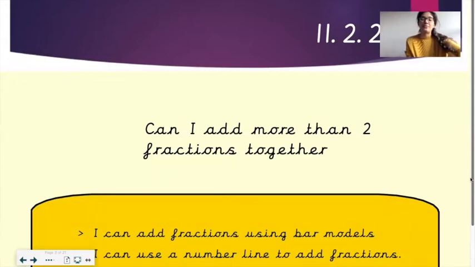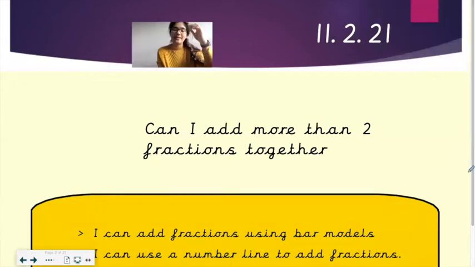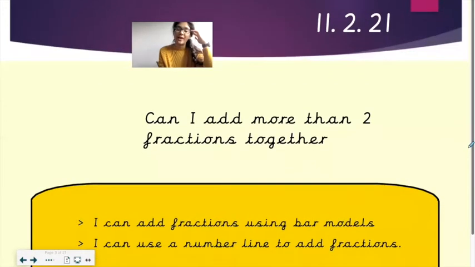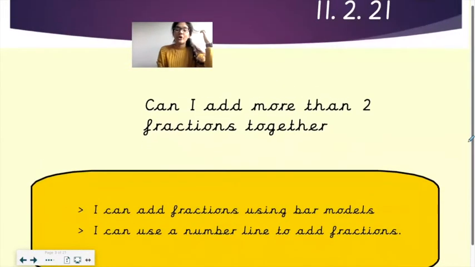Our lesson's objective for today is, can I add more than 2 fractions together? So by the end of this lesson, you will have learned to add fractions using bar models, and you will be able to use a number line to add fractions.